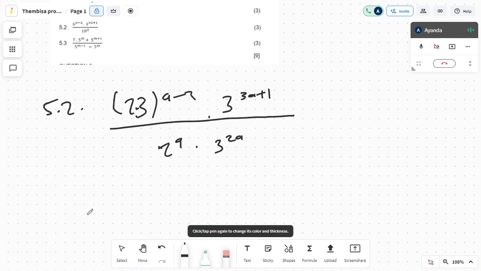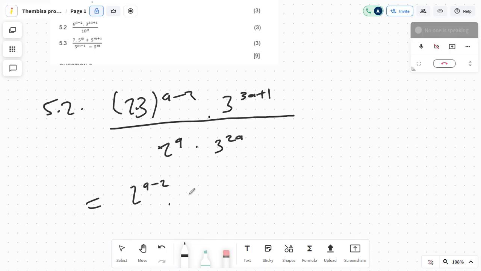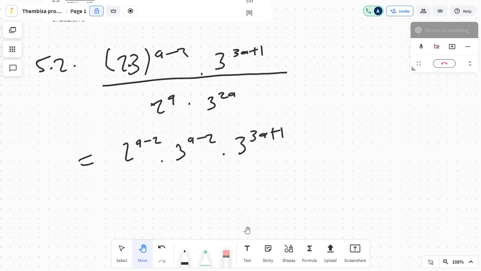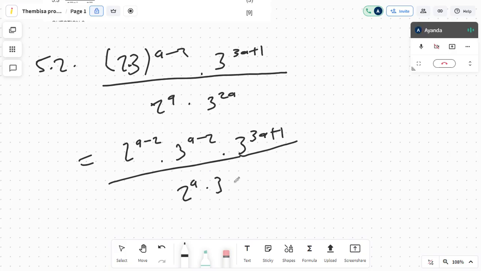So we're going to have 2 times 3, we're going to have 2 to the power of a minus 2 times 3 to the power of a minus 2 times 3 to the power of 3a plus 1. And we're going to keep our denominator as it is for now. 2 to the power of a times 3 to the power of 2a.